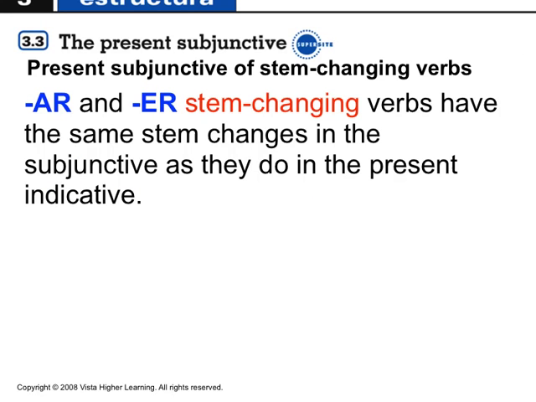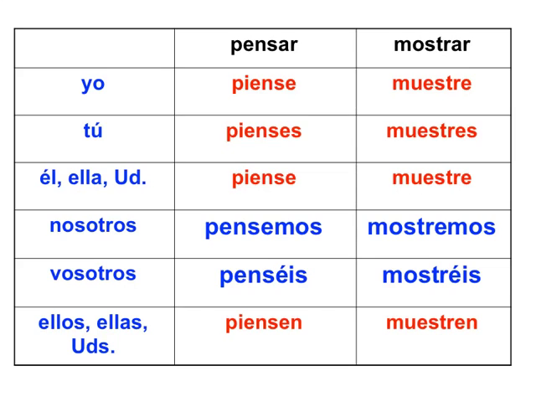Now let's take a look at stem changing verbs in the present subjunctive. AR and ER verbs are going to stem change just like they do in the present indicative in the present subjunctive. They're going to stem change just as they do. So let's take a look. Well, what do I mean by that?